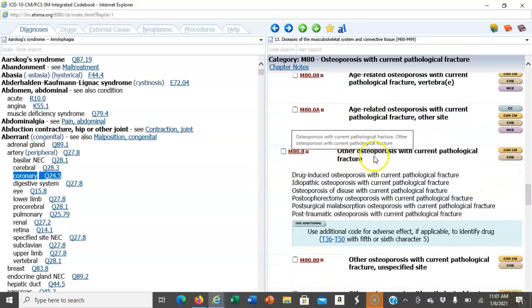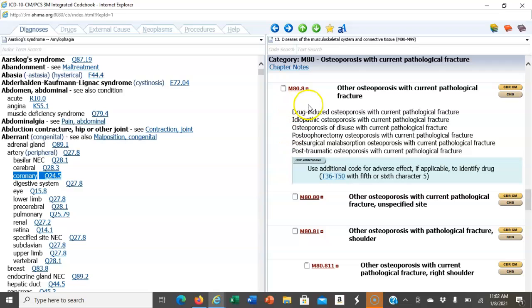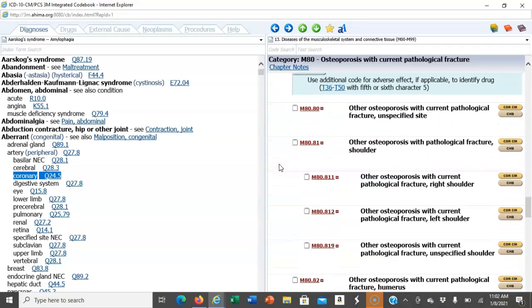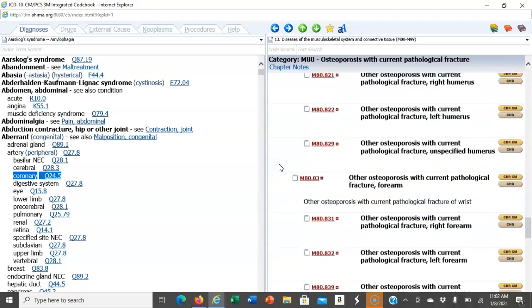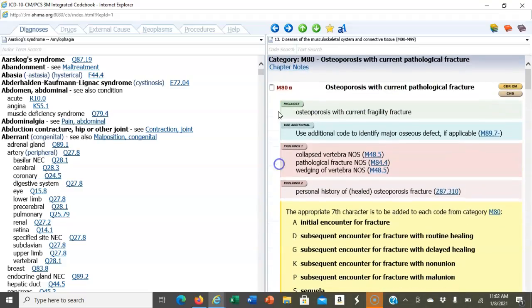Then we have a code, other osteoporosis with current pathological fracture. And this might be a patient that has drug-induced osteoporosis, idiopathic osteoporosis, osteoporosis of disuse, post-oophorectomy osteoporosis, post-surgical malabsorption osteoporosis. So there are some osteoporosis conditions that they can attribute to a specific condition or event. And again, with these other osteoporosis codes, they're by site and laterality. And that's one of the things that we will find in Chapter 13: most all of these codes include both site and laterality.